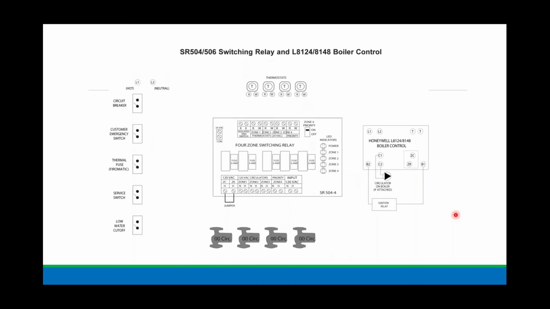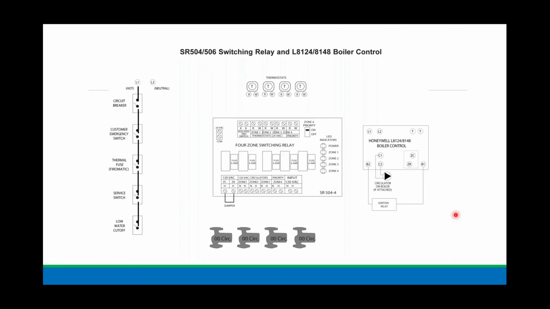So here's a wiring layout for an SR504 or 506, and I'm going to my standard L8148E boiler control. So we're going to bring incoming power from the circuit panel through all those different switches. And I want you to pay attention from the circuit breaker, then the customer emergency switch, maybe there's a thermal fuse on there, the service switch. So your customer emergency switch is where? Top of the stairs. Service switch at the boiler.